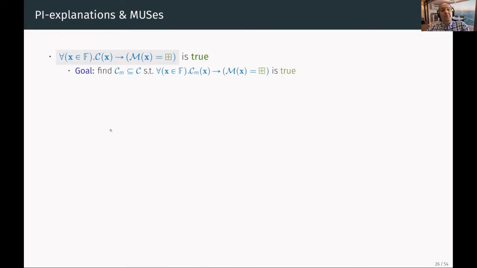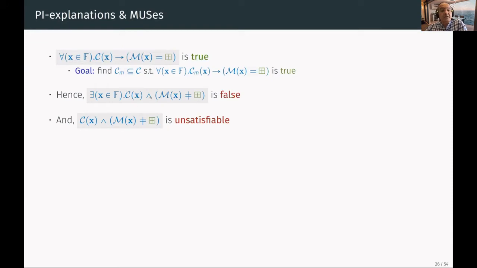So, how do we compute in practice PI explanations? Again, this is the formula that we are interested in guaranteeing is true, and I want to find a subset such that the formula is still true. So for this formula to be true, this one must be false. I talked about this a few slides back. And so this means that this part here has to be unsatisfied.